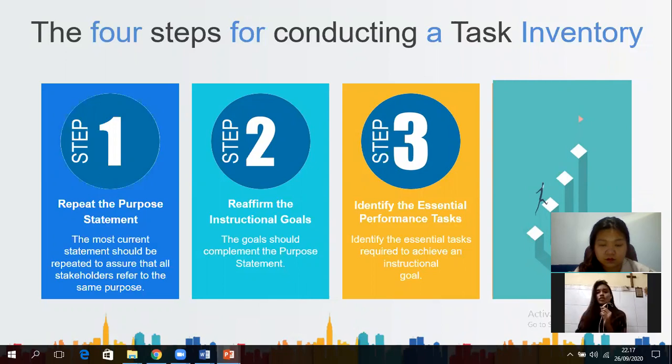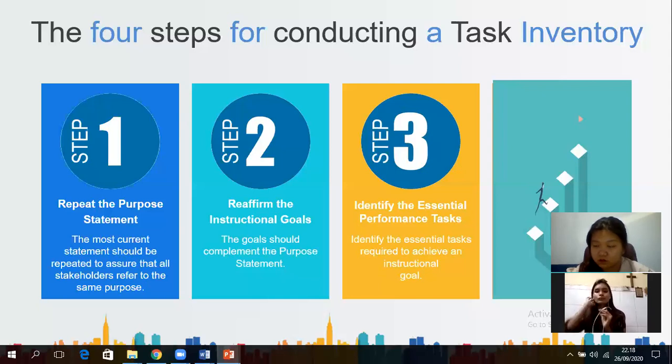So the teachers use the same statement to get the same purpose, and it gets repeated. And then the second step is to reaffirm the instructional goals. The goals should complement the purpose statement, so they should be connected to each other.